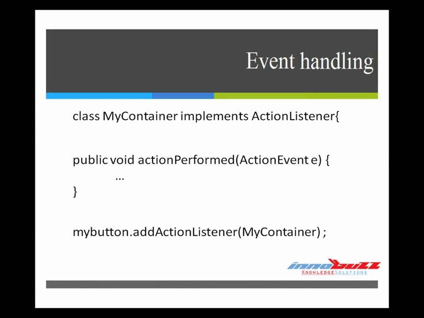Each event is represented by an object that gives information about the event and identifies the event source. Event sources are often components or models, but other kinds of objects can also be event sources.